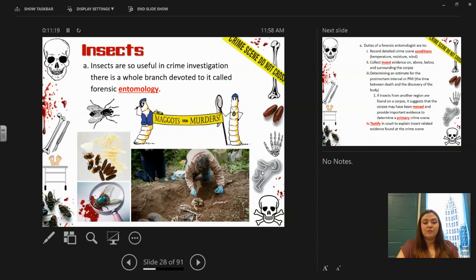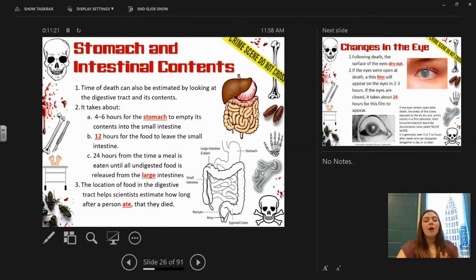Okay, a couple more things. Just 2 more slides of things we could do to tell time of death by looking at a body and autopsy. So, stomach and intestinal contents. Time of death can be estimated by looking at the digestive tract and its contents. It takes about 4 to 6 hours for the stomach to empty its contents into the small intestine, 12 hours for the food to leave the small intestine and go into the large intestine, and 24 hours from the time a meal is eaten till all the undigested food is released, meaning you go to the bathroom.